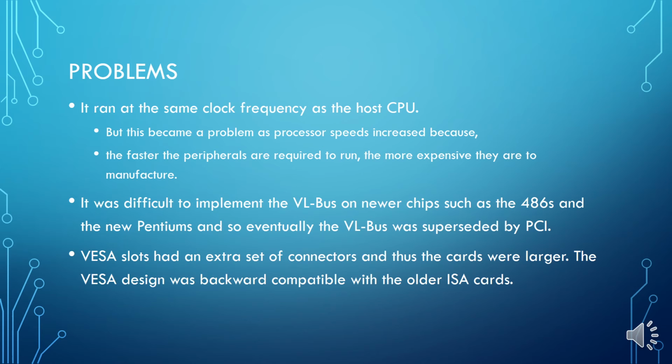And second one, it was difficult to implement VL bus on newer chips. Means later on 486 and new Pentiums were introduced, so it was difficult to implement VL bus on these kinds of chips, and VESA slots had an extra set of connectors, and thus cards were larger. So three problems were there. One, the speed was so high that overall it became expensive. Second, it was not able to be implemented on the newer chips, and third, the cards are very much larger.